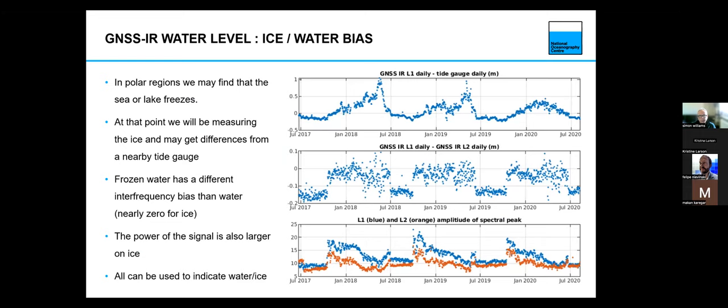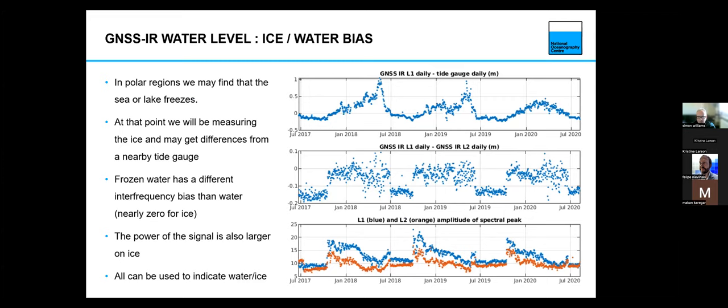The next thing is, as I said, that the water may not always be water, it may be ice. So in polar regions, we can find that the sea or lake freezes. At that point, we'll be measuring ice and may get differences from, say, a nearby tide gauge, which won't be affected by ice. This is, from whatever perspective, a good thing or a bad thing, whether you want to measure that or not. Frozen water, and Felipe mentioned this yesterday, has an interfrequency bias. For water, it's nearly zero for ice.